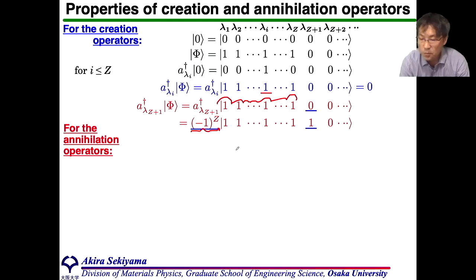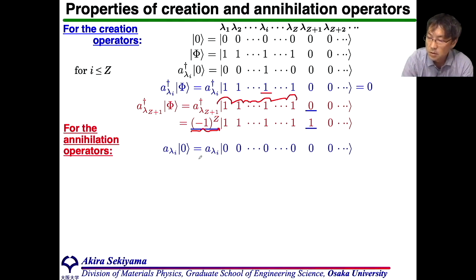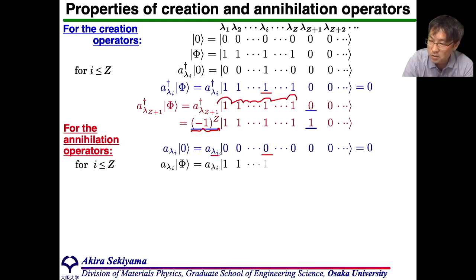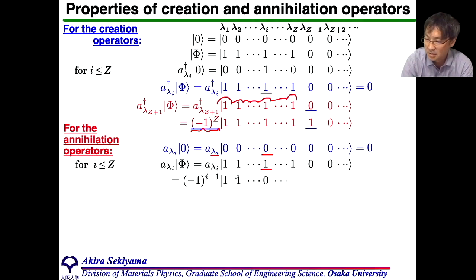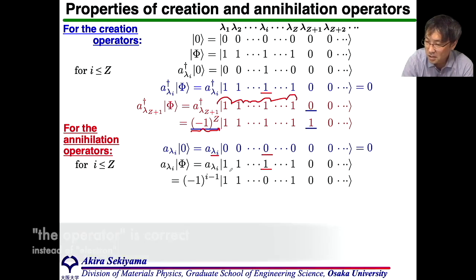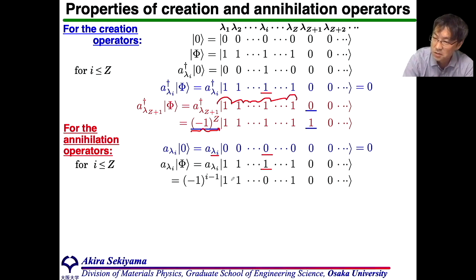For the annihilation operator, for the empty state, the state becomes zero, since there is no electron in the lambda I state. For the occupied state, annihilation of an electron is possible when we remove the one electron with the state lambda I by using the annihilation operator. So in order to reach this state, the electron goes through the other electrons I minus 1 times. Therefore, we need to multiply by this factor.